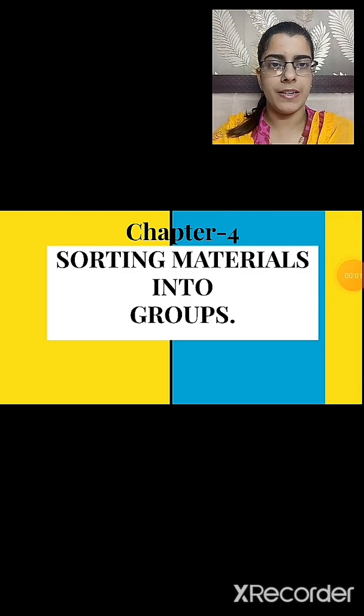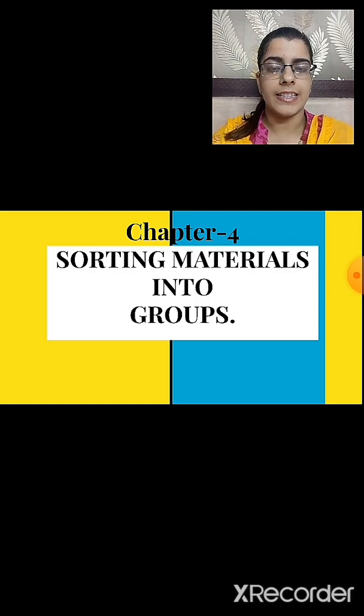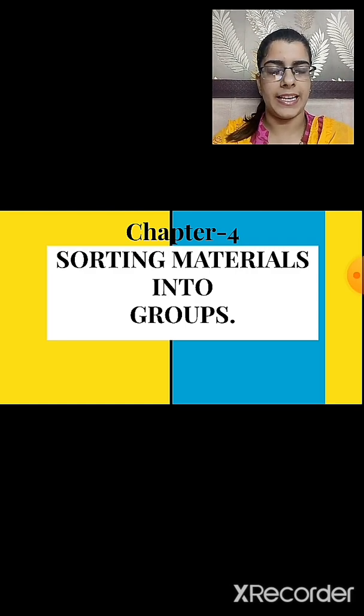Do you remember what we have studied in this chapter? What were the different topics that we have covered? In this chapter, we have studied the different properties of material like its appearance, hardness, solubility and transparency. So, we will quickly revise all those properties.